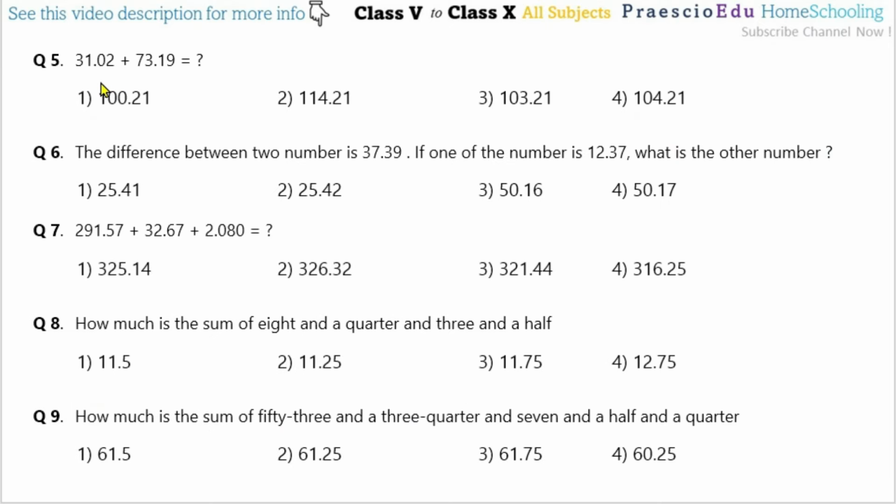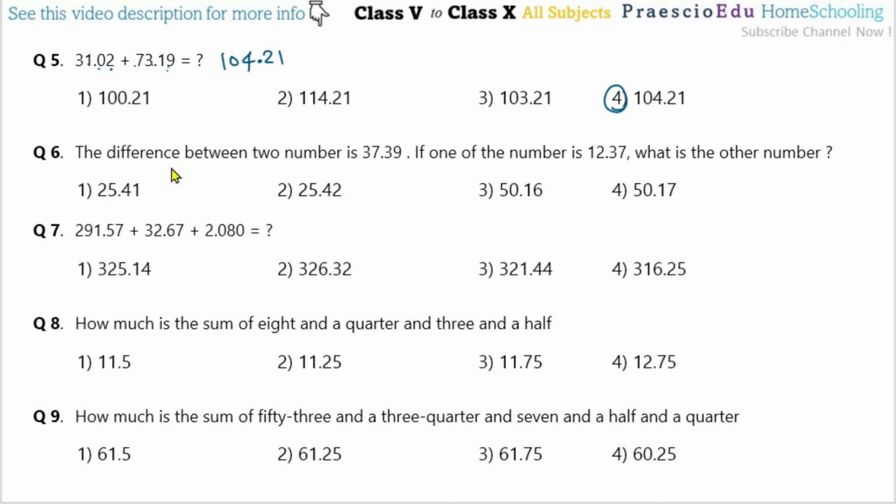Question number 5, 31.02 plus 73.19 is equal to how much? Now we will add the respective places. So 2 is in the 1 by 100th place and here 9 is also in the 1 by 100th place. So 2 plus 9 is 11, 1 here, 1 carry. So 1 plus 1 is 2, and plus 0 means 2. Then the decimal point as it is, then 1 plus 3 is 4, and 7 plus 3 is 10. So 104.21, and this is given in option number 4.